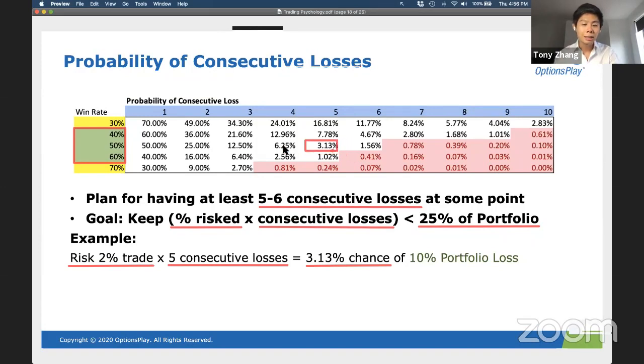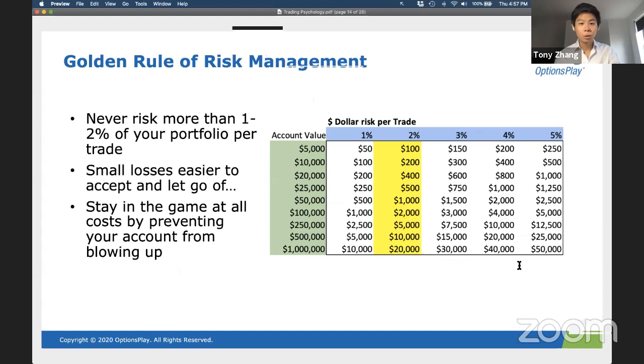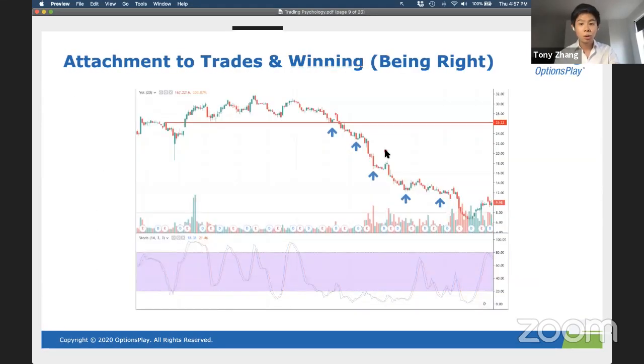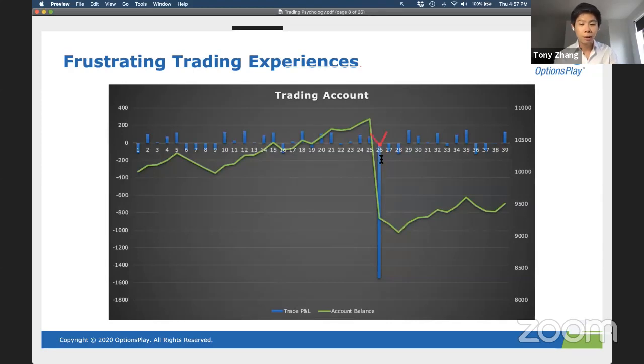And I'm going to select, let's say you have a 50% win rate, right? Let's say your strategy has a 50% win rate. That means that you have about a 3% chance that you're going to lose 10% of your portfolio at some point in your year. That means that if you look at your account portfolio like this, you're going to have about a 3% chance, one time a year, that at some point you're going to take a 10% hit.